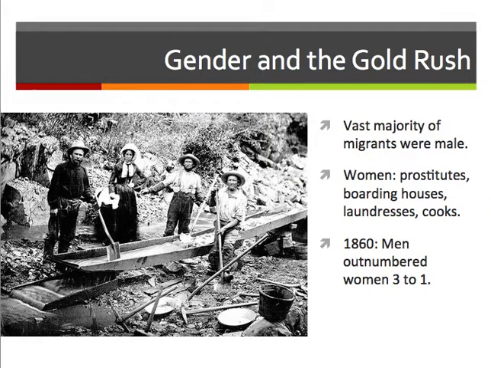The vast majority of the people who came to California were men, but there were some women. So you know already that many women came to work as prostitutes and sex workers. They also ran boarding houses and worked as laundresses and cooks. In 1850, the population in California was 93% male. I should say the non-native population was 93% male, and mostly between the ages of 20 and 40. By 1860, California had about 3 times as many men as women.